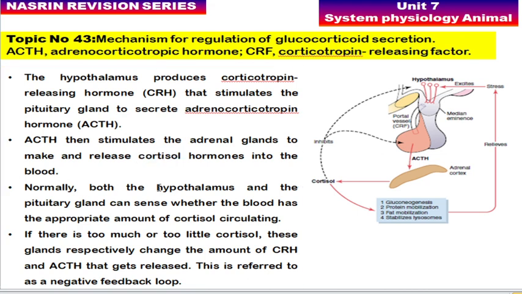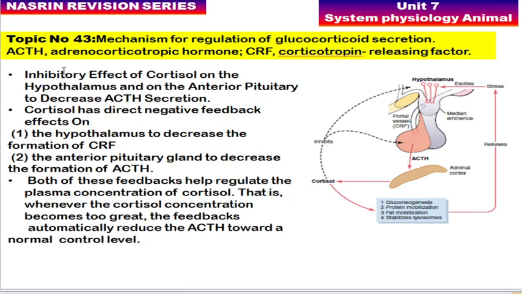Normally both the hypothalamus and the pituitary gland can sense whether the blood has an appropriate amount of cortisol, because cortisol is an important regulatory factor. If there is too much or too little cortisol, these glands will change the amount of both corticotropin releasing hormone and adrenocorticotropic hormone that is actually released. So this is called negative feedback. Here you can see cortisol will be produced. If there is too much cortisol, it signals those glands to produce them in smaller quantity.